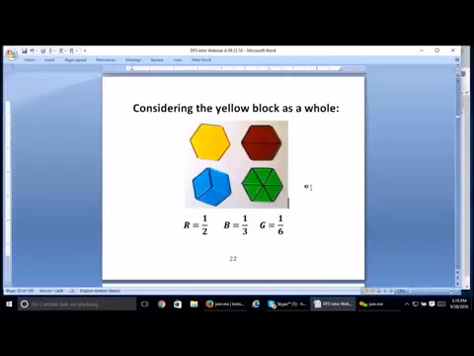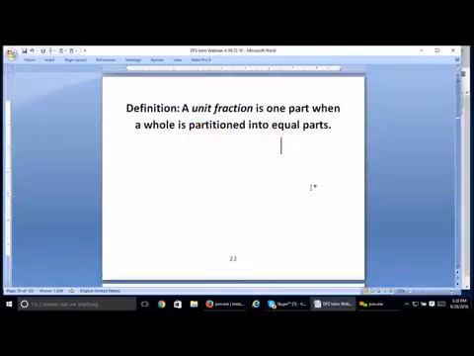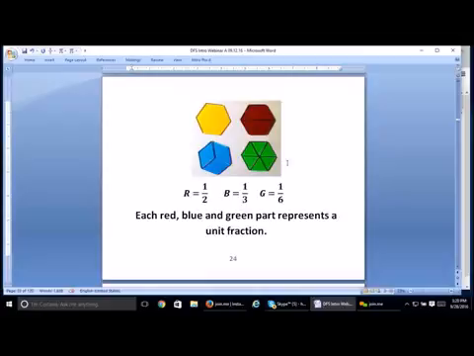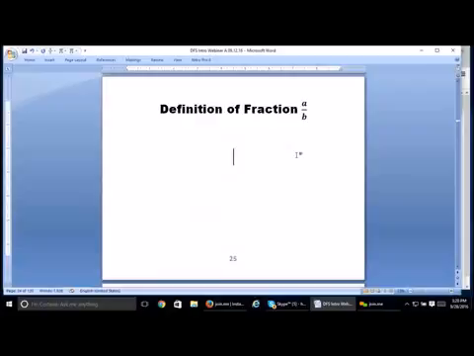So in my experience, there's nothing that compares with working with these fraction blocks when you introduce concepts related to fractions at all grade levels. Now, a unit fraction is one part when a whole is partitioned into equal parts. So therefore, each one blue block, one red, or one green block, they are all unit fractions. They are one part when a whole is partitioned into equal parts.